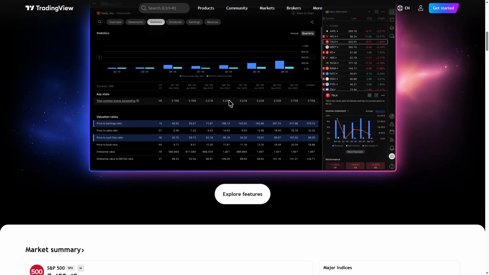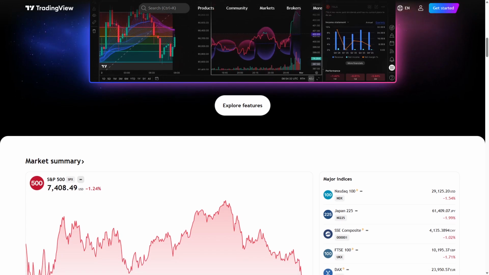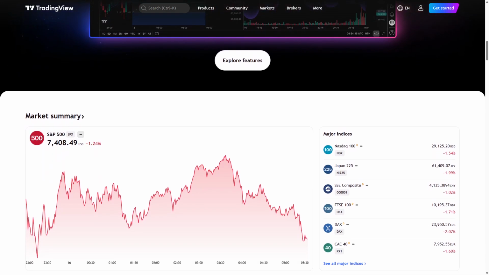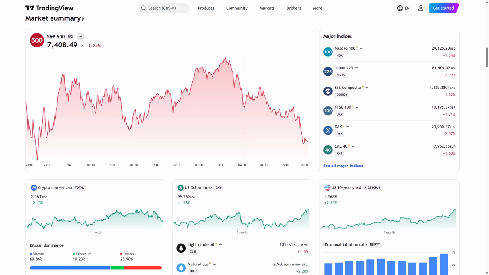However, TradingView itself is primarily a charting and analysis platform. It requires integration with a brokerage for order execution. This separation can be a limitation for traders looking for an all-in-one solution.